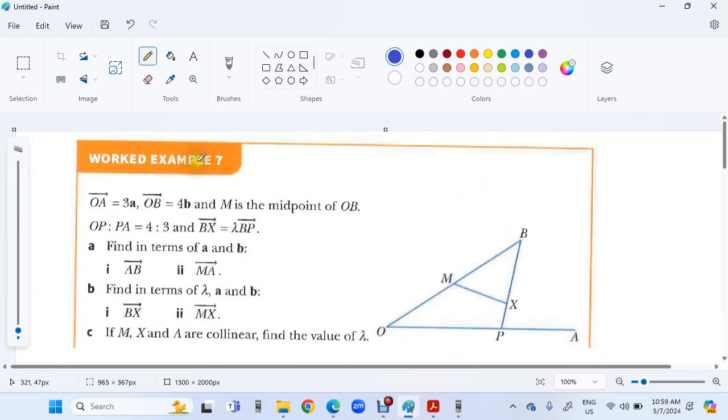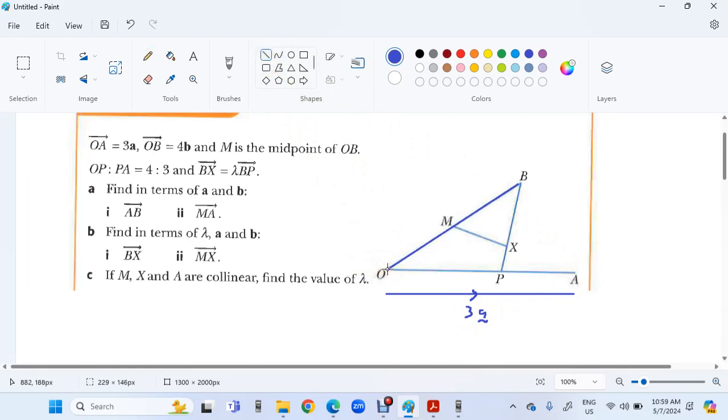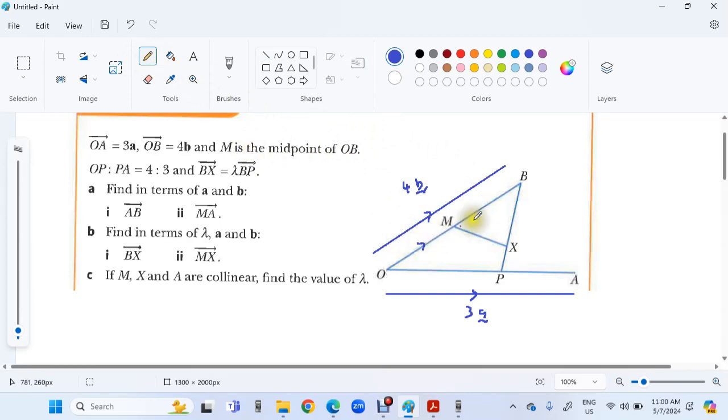For worked example number 7, OA is 3A. From O to A, it is 3A. From O to B is 4B. M is the midpoint of OB, so we make it 2 parts. Then this is 2B and this is 2B as well.